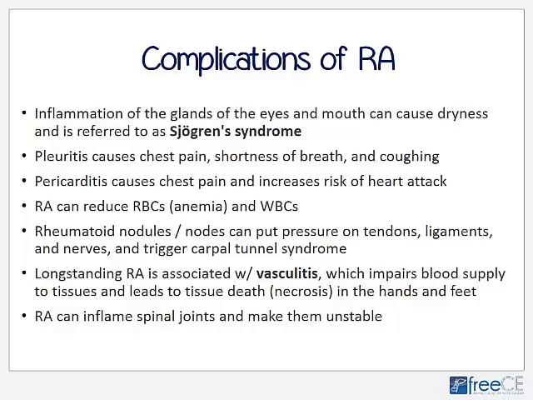RA can also inflame the spinal joints and make them unstable, which is particularly dangerous when it happens in the upper neck, so-called C0-C1, where the top cervical vertebra attaches to the base of the skull. So there has to be some caution with chiropractic adjustments, some aspects of physiotherapy, or some types of massage.